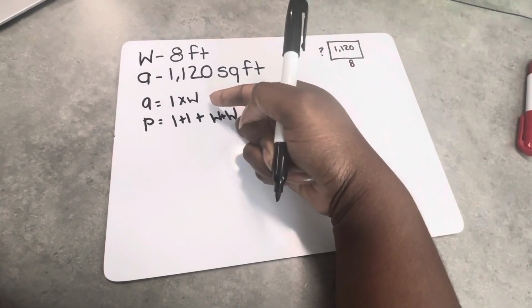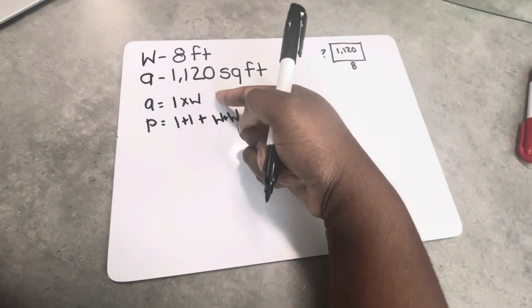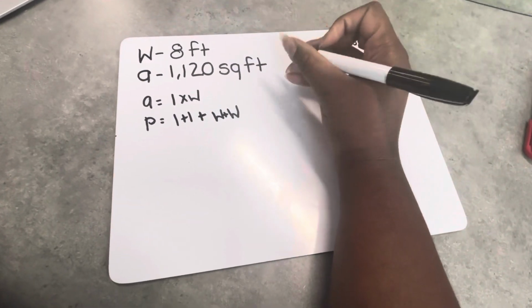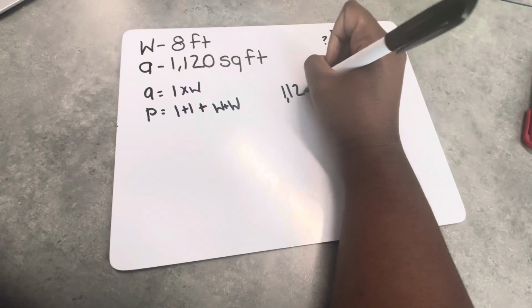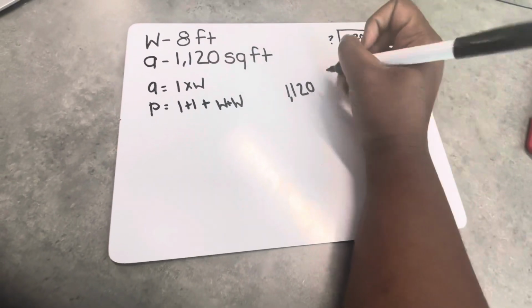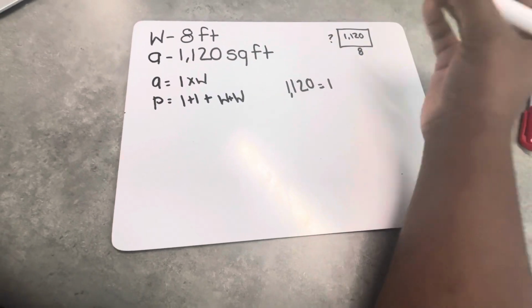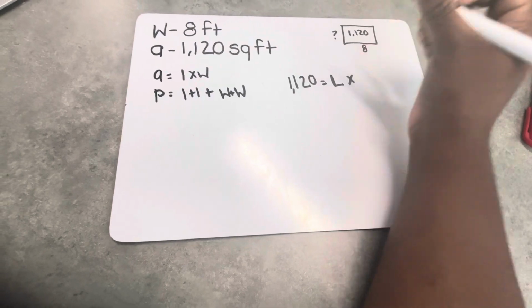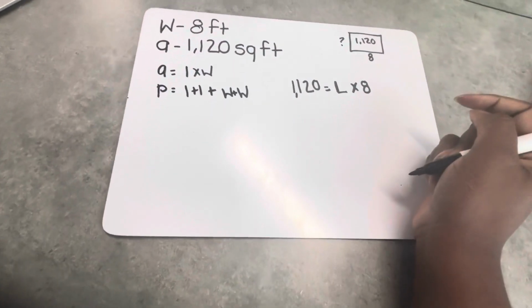So what I need to do is, they gave me the area. They gave me one of the sides. I know the width. I should be able to figure out basically what the length is. So what I'm going to do is plug in those numbers. So I have 1,120 is equal to some number. We're going to leave that number as L, let's make it a capital L. And we multiplied that number by 8. So we're trying to figure out what this number is.